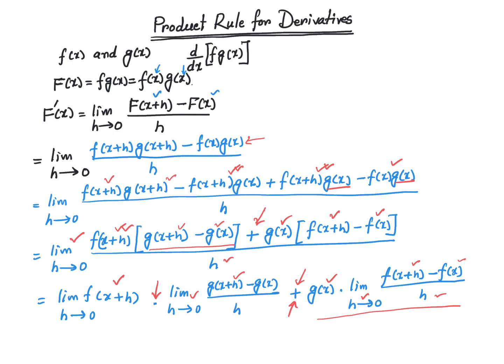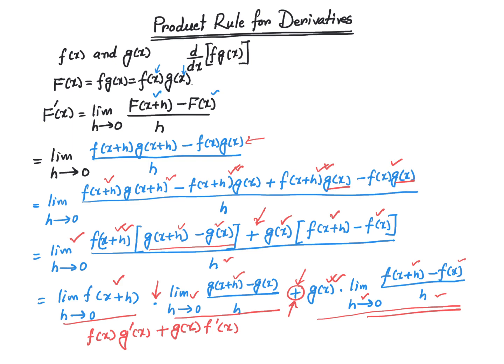Now I can evaluate the limits. By the way, it's very easy to evaluate them. Look, the limit as h approaches 0 of f of x plus h is going to be just f of x, right? That's what the definition of limit says. Then this limit is nothing but g prime of x. Then plus, this is g of x, so I'm going to write g of x. And this is nothing but f prime of x.